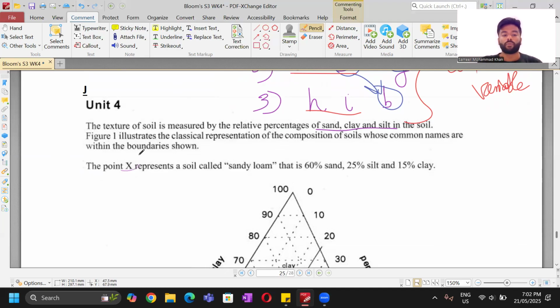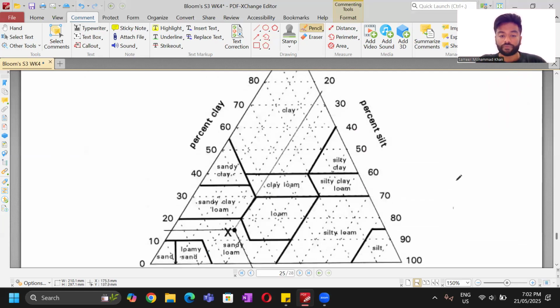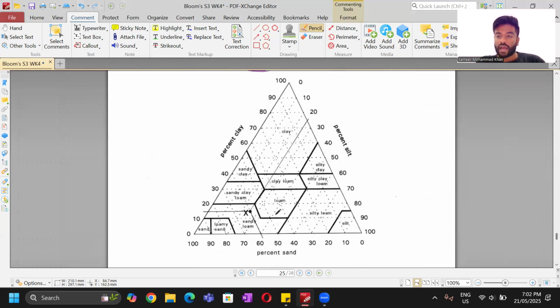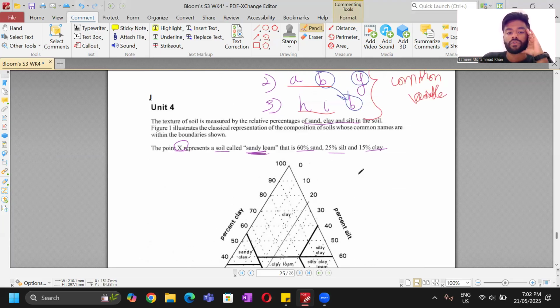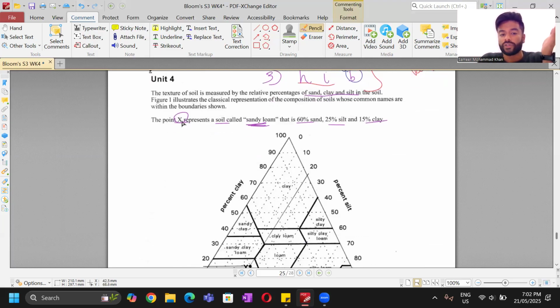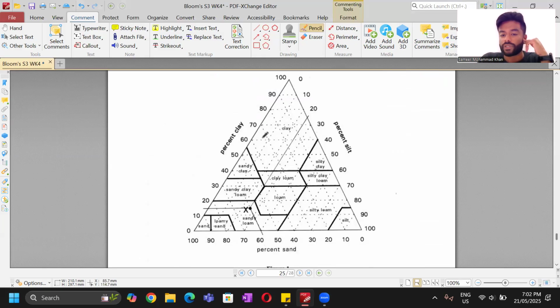the boundaries shown. Let point X represent a soil called sandy loam. That is 60% sand, 25% silt, 15% clay. So here we have a 3D axis diagram. Right, so point 1, we need to actually understand how this 3D axis diagram works. We can do so by using this pointer X. We have percentage clay, silt, sand, but we don't know how the axes are oriented. We don't know if sand goes this way or that way or that way. But we can figure it out using this pointer X.